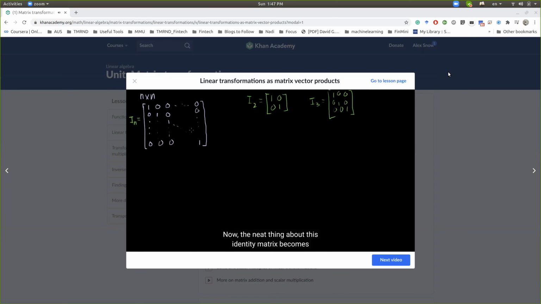Now the neat thing about this identity matrix becomes evident when you multiply it times any vector. So we can multiply this guy times an n component vector, a member of Rn. Let's call this vector x. This is x1, x2, all the way down to xn. What is this going to be equal to? If I multiply my identity matrix, I sub n, times my vector x, where x is a member of Rn and has n components, what am I going to get?